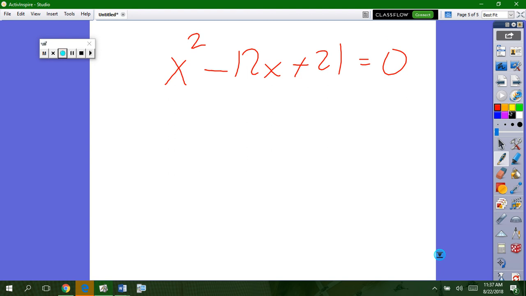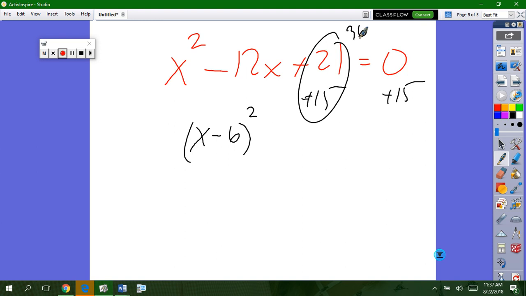Just add 15, right? But once again, can I just add 15 willy-nilly? What I do to one side, I have to do to the other, right? Now, some people would prefer just to do this. I'm going to show you two ways really quick. This right here now becomes (x minus 6) squared, because that is 36, right? Now it's a perfect square trinomial.